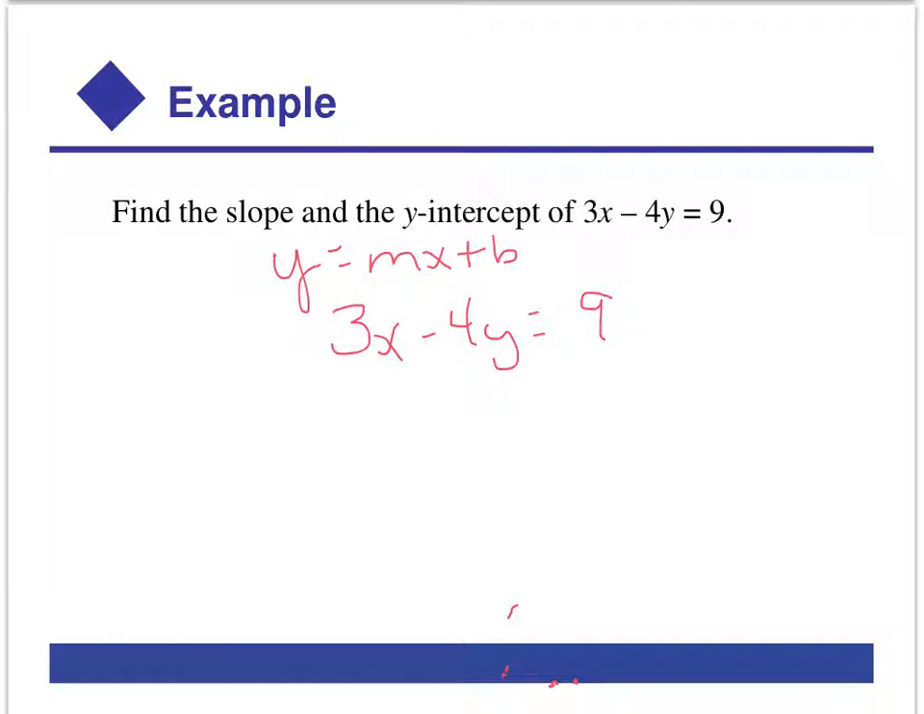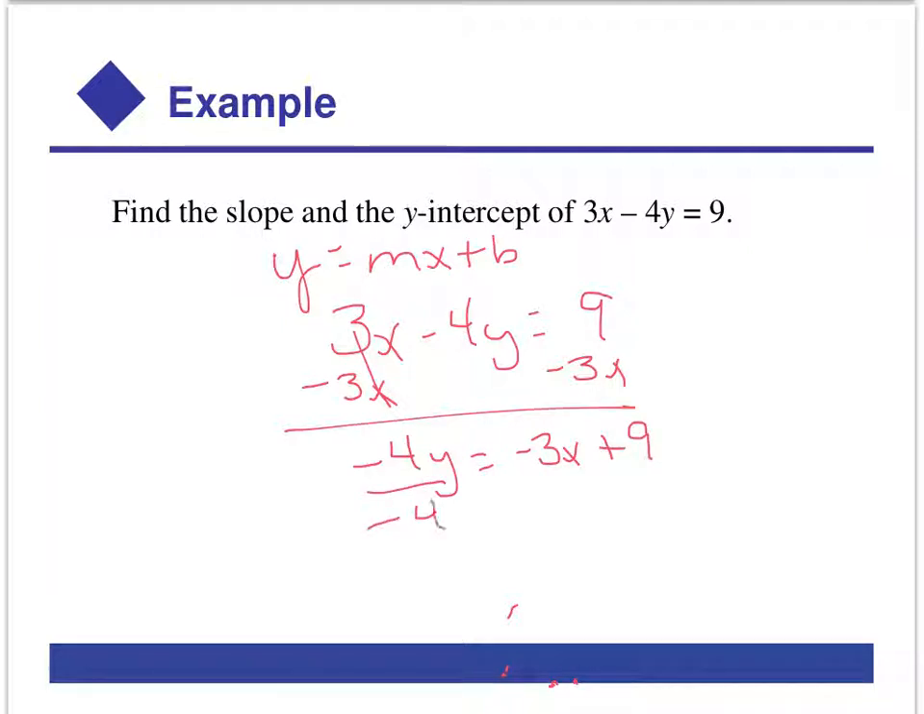So I'm going to subtract 3x from both sides. So now I get negative 4y equals negative 3x plus 9. We divide everything by the negative 4. That gets y by itself. These become positive, so you get 3/4 x minus 9 over 4. And you can leave it as an improper fraction at this point.